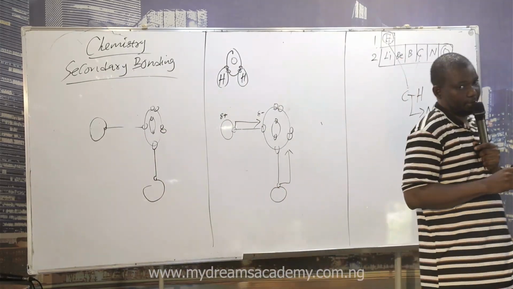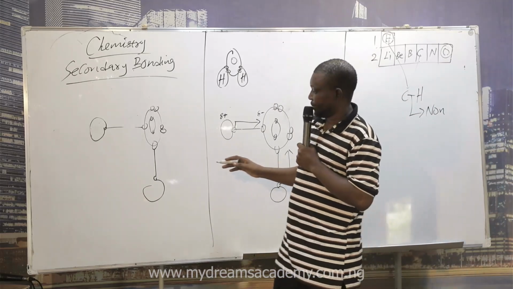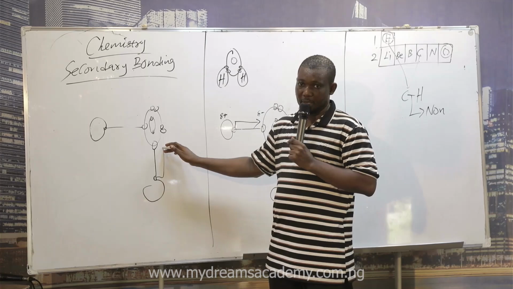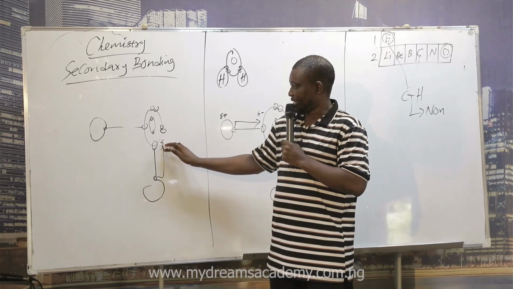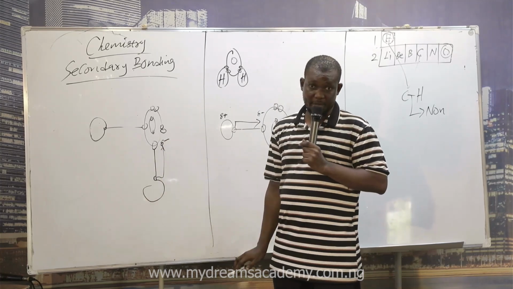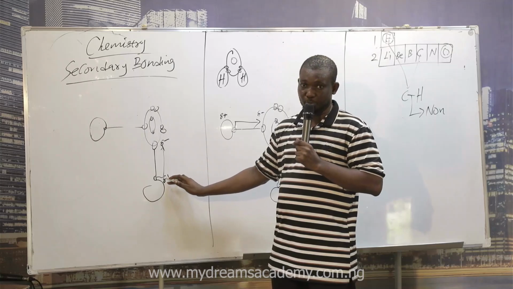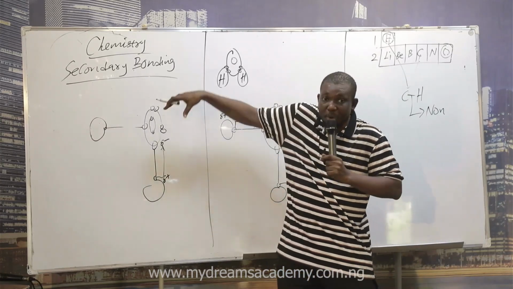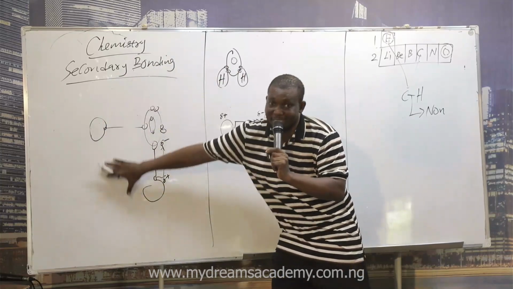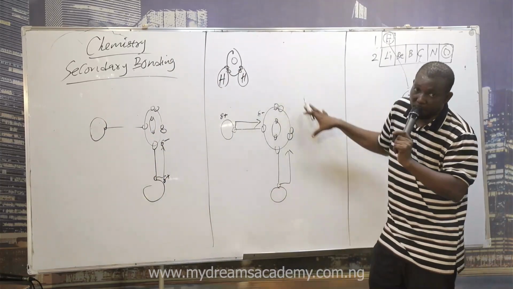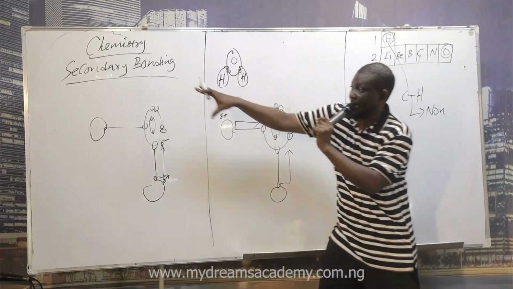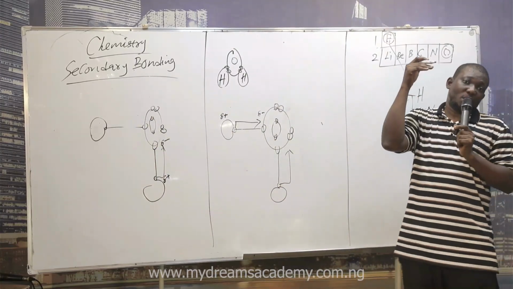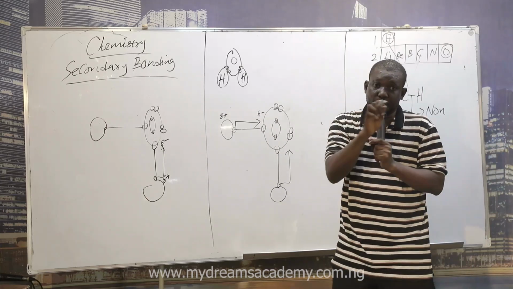Now, listen. The same thing that happened here will happen here. This electron will move here, and here becomes partially negative. Here becomes partially positive. Do you know that there is another bond after this bond has happened? There's another bond that will link this one and this one. I will represent that bond with a broken line.